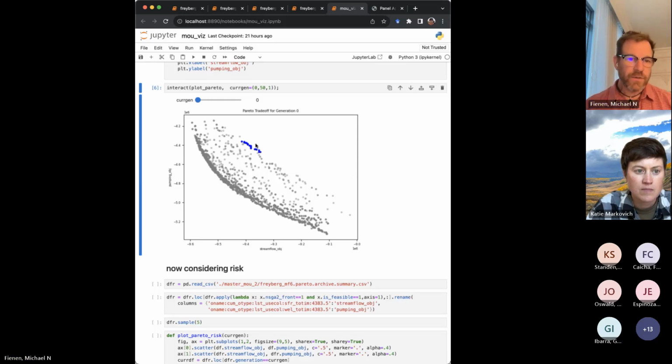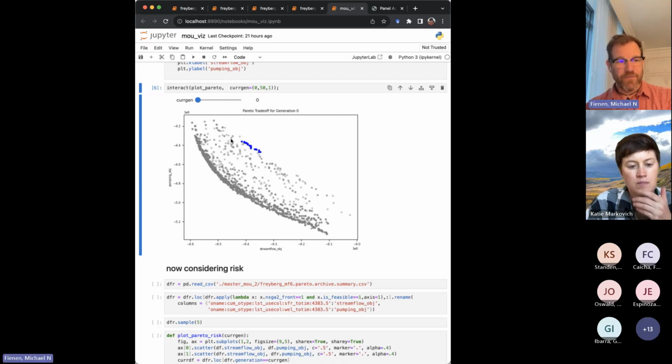Cool. What I'm showing here is, once we choose which generation we're visualizing, we see those highlighted in blue. All of the viable solutions for all 50 generations are depicted here. And what we see is we're far from the Pareto frontier, right? This means that these are not optimal. We do see the trade-off that we expect. If we increase pumping, so we go down on the y-axis, we decrease the stream flow, we go up on the bottom axis.